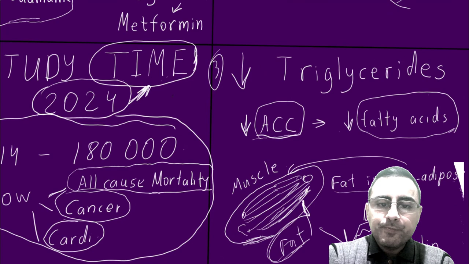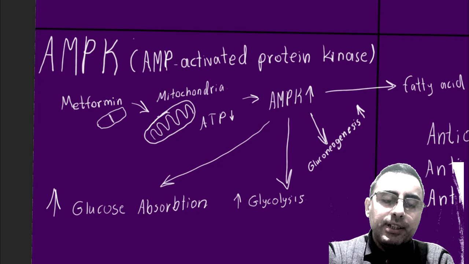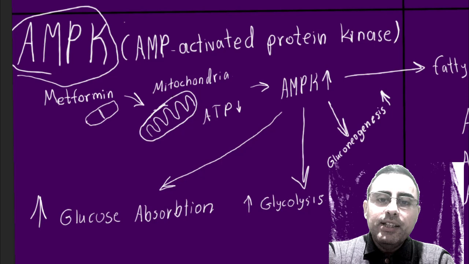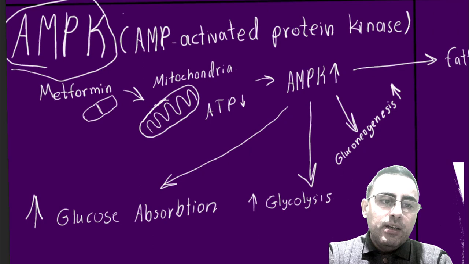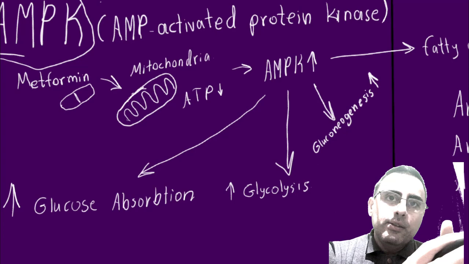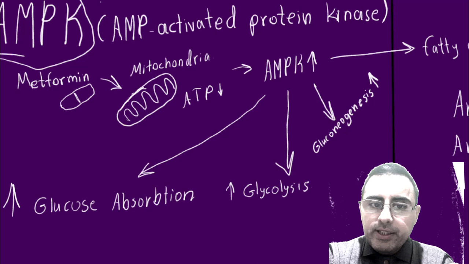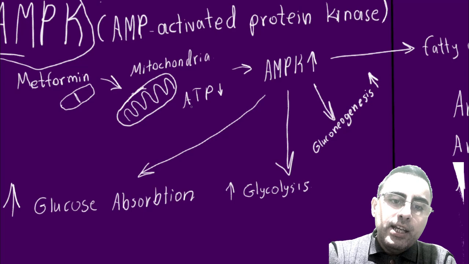Now let's touch on AMPK. We already said several times that metformin increases AMPK activity. AMPK, also known as AMP-activated protein kinase, is an enzyme, and what does it do? We all know that we take in oxygen, we release CO2, and energy is generated in our body. After this process, called the Krebs cycle, we get energy in the form of ATP.